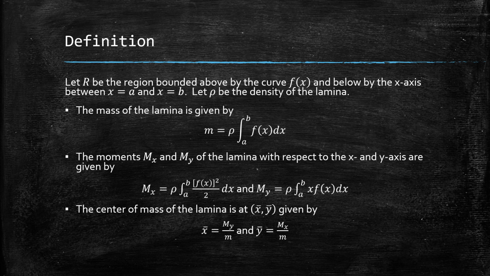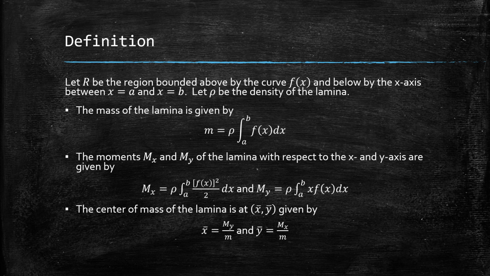The moments m sub x and m sub y of the lamina with respect to the x and y axis are given by m sub x is equal to rho times the integral from a to b of f of x squared divided by 2 dx, and m sub y is equal to rho times the integral from a to b of x times f of x dx.